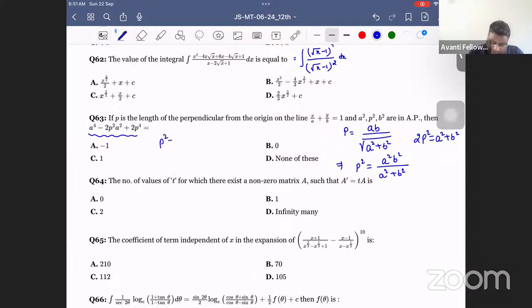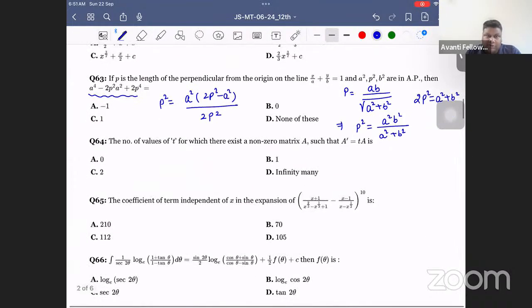So p square is a square into 2p square minus a square, divided by a square plus b square, which is 2p square. Now just simplify, you will get your answer.